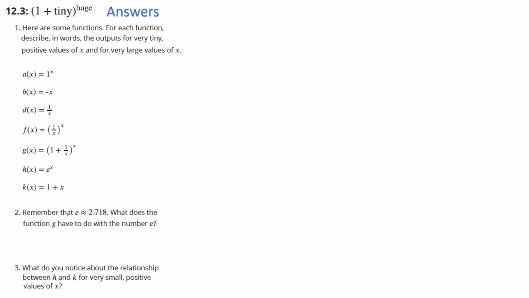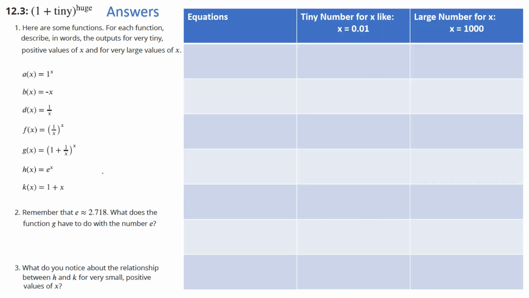In order for me to answer this question, I decided to make a table. Our first equation is a of x equals 1 to the power of x. I chose my very small number to be 0.01, which is basically 1 cent, in case you don't fully understand what 0.01 means. The very large number that I'm going to choose is 1,000. Everyone knows 1,000, so think of that as $1,000. Now if I were to plug 0.01 into this equation, 1 to the 0.01, my answer would just be 1.